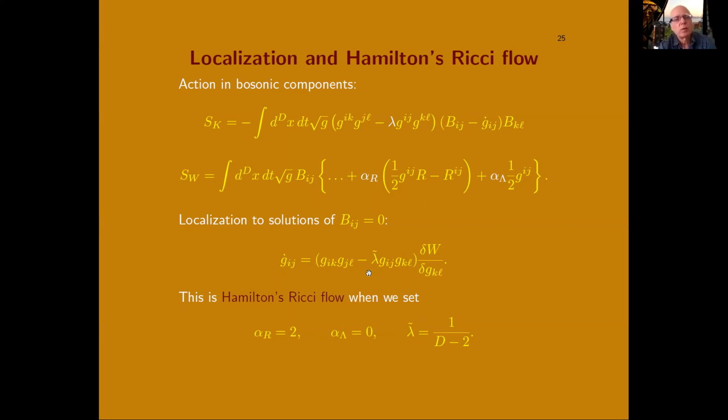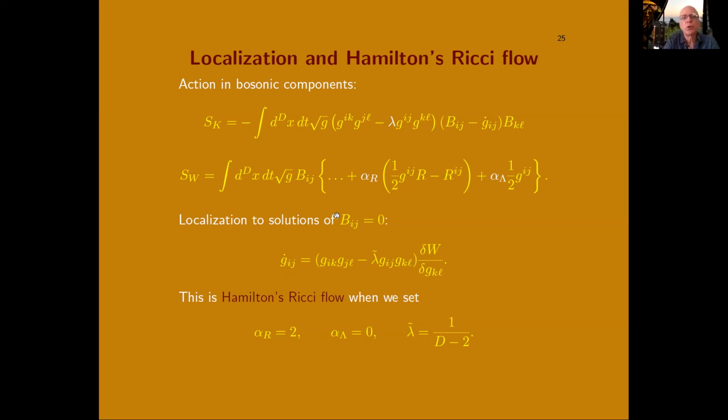But the technical details don't matter. The important thing is that if you stare at these equations, first of all, it's easy to evaluate the variation of this W functional. And you find out that for the values of the couplings where alpha r is 2, the cosmological constant has been set equal to 0, and lambda tilde takes this arbitrary looking value. Whenever you dial these three values of the couplings, the right-hand side is exactly Hamilton's Ricci flow.